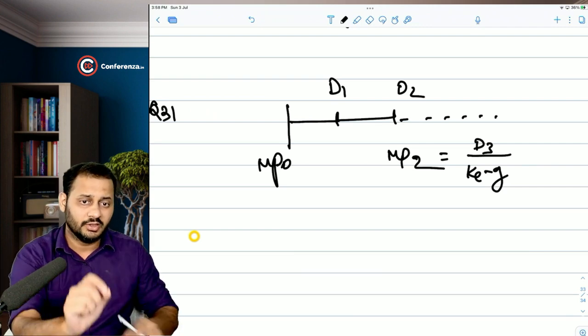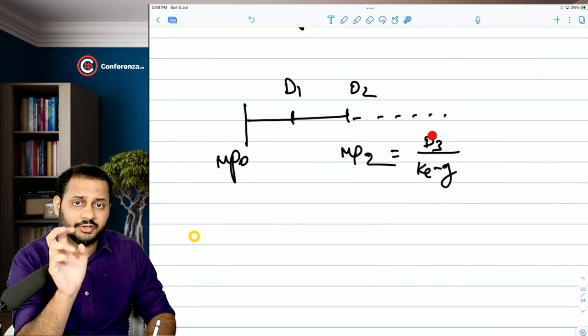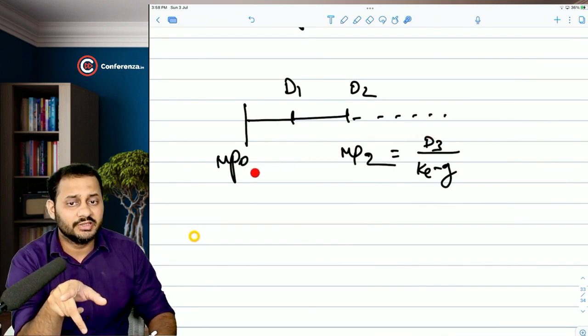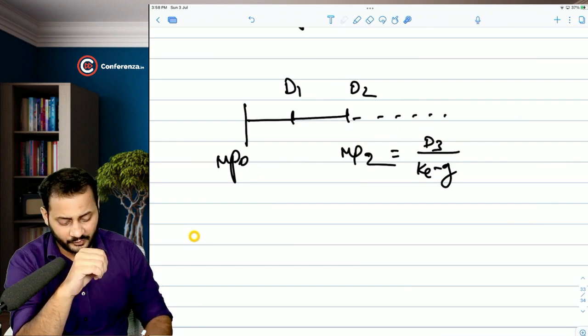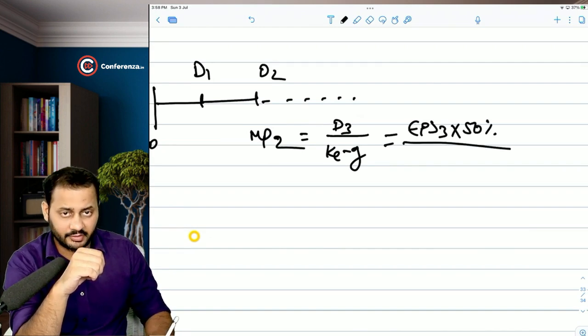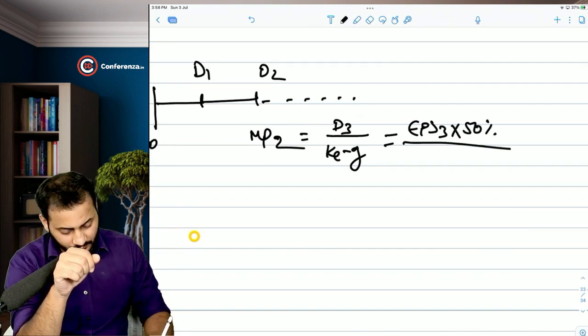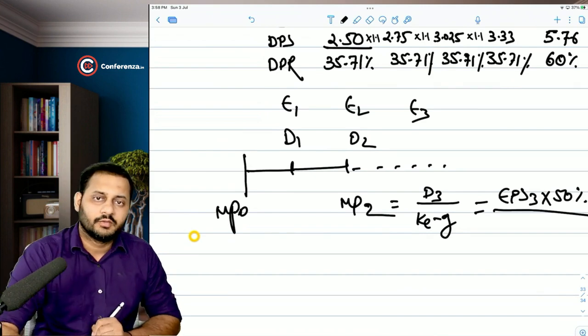Please remember, whenever you want to calculate a particular figure, the dividend in the numerator should be of the next year. For MP0 also we are taking D1. For MP2 we will be taking D3. And in this question, D3 will be calculated by EPS3 into 50%. Remember that always. So first we will also have to calculate EPS1, EPS2 and EPS3. Getting it?